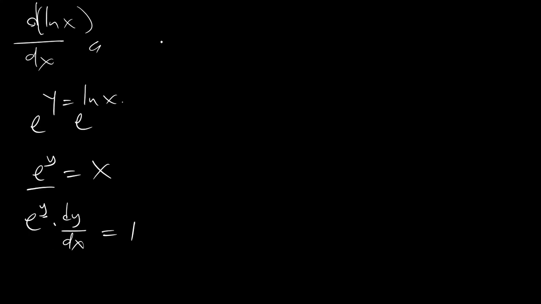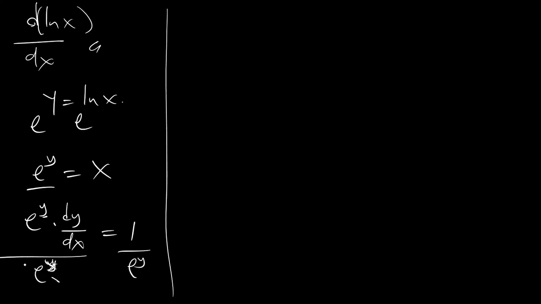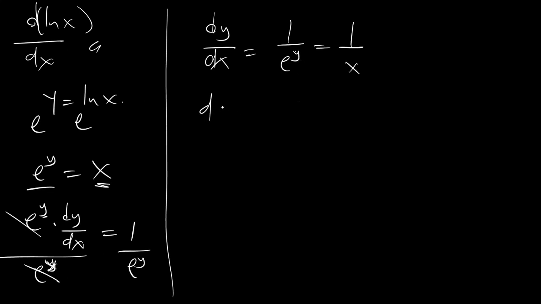So now dividing both sides by e raised to power y, this will cancel out this. You now have dy all over dx is equal to 1 all over e raised to power y, and e raised to power y is equal to x. So now you replace e raised to power y with x. You now have this. So that means the derivative of ln x all over dx is equal to 1 all over x.